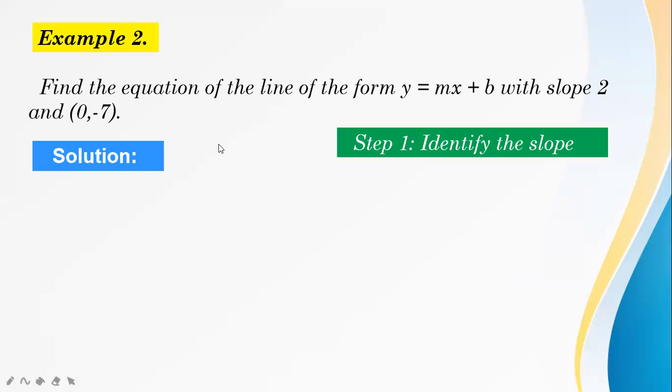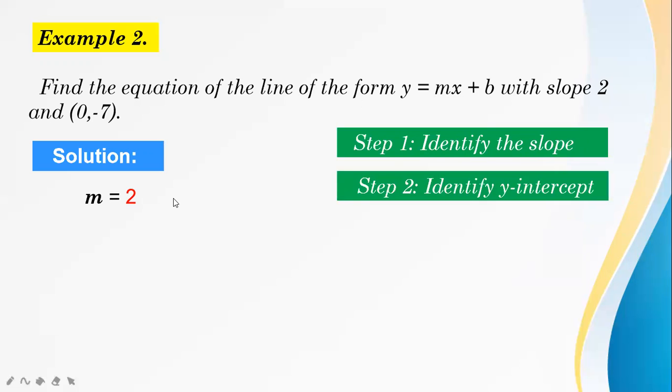Then we have the solution. So first step, identify the slope. So the slope is positive 2, and identify your y-intercept. Your y-intercept is negative 7, because we all know that for your y-intercept, your x is 0, your first number, and then your y is given. So therefore, this will be your y-intercept.